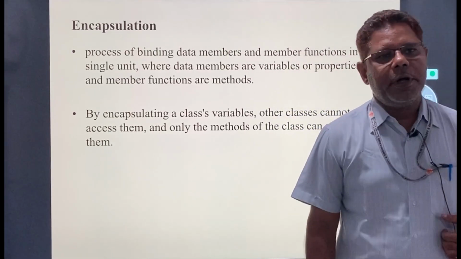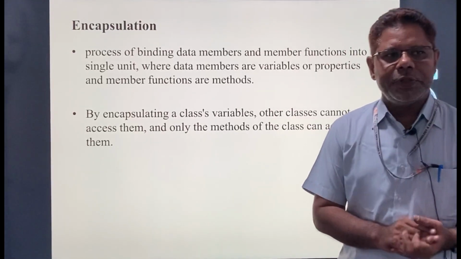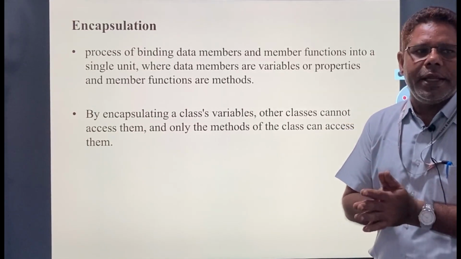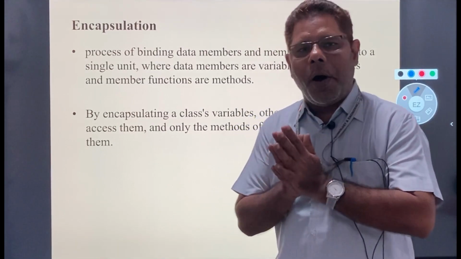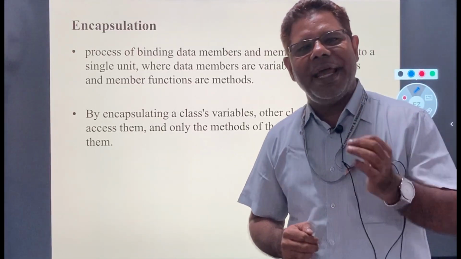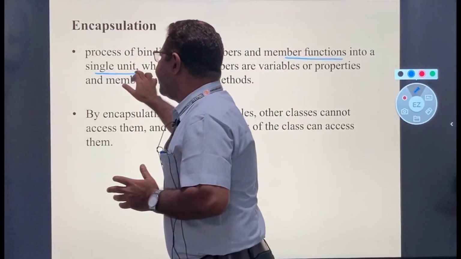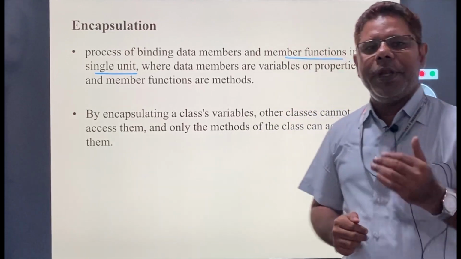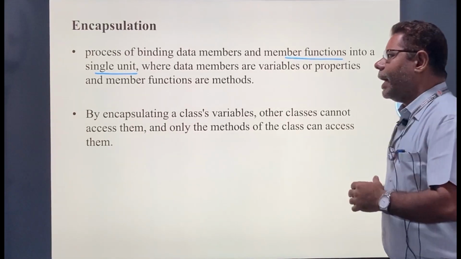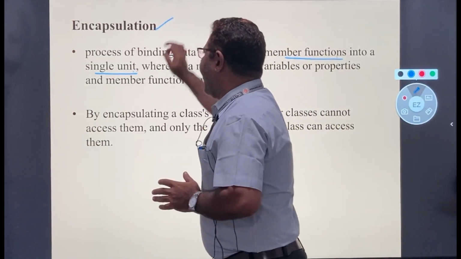Next, we can see another concept of object oriented programming. The next concept is encapsulation. Already we know what a class is. A class is a blueprint to develop an object. So what is encapsulation? Encapsulation means binding of data members and member functions into a single unit. Already we know the class contains data members and methods. All the data members and member functions combined into a single unit is called encapsulation.